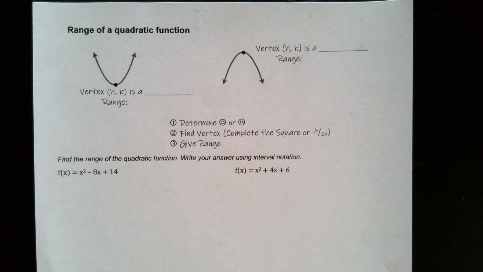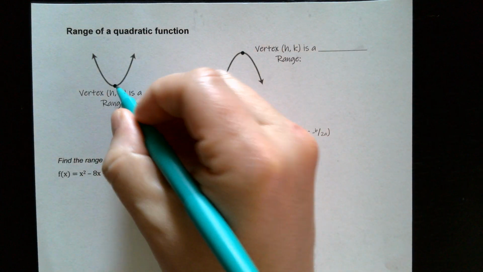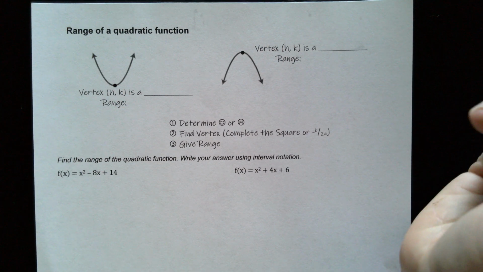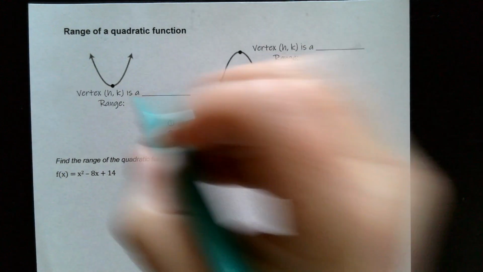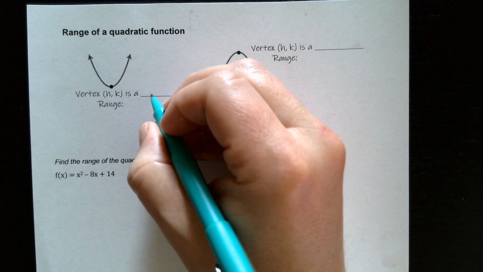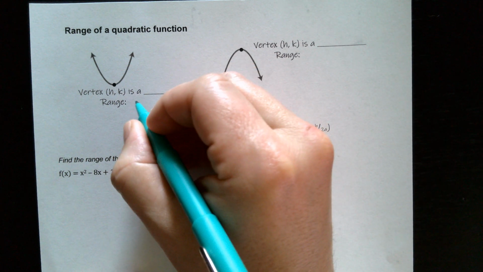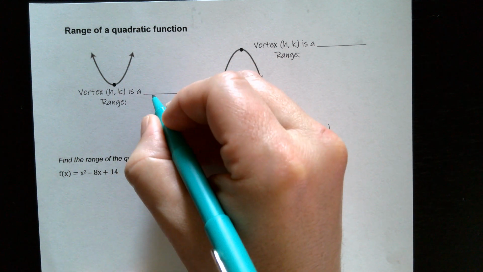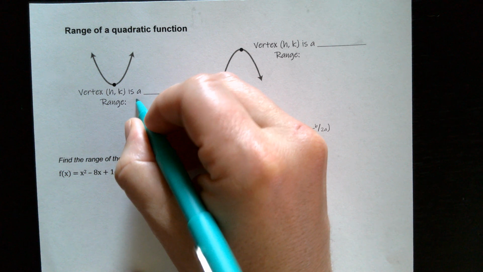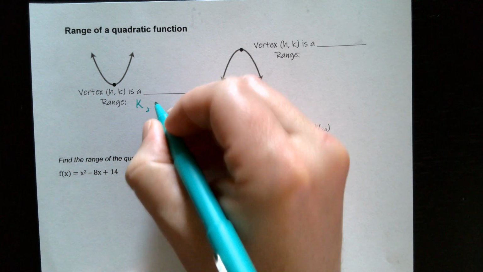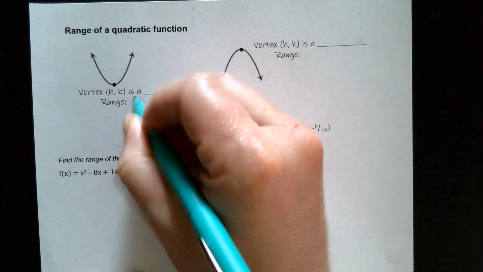In this video, we're going to be looking at the range of a function. Okay, so what we need to do to find the range of the function is find the vertex. In this case, the vertex would be the lowest point. So if this was the vertex here, our range would start at the low point, k. So k all the way to infinity up.